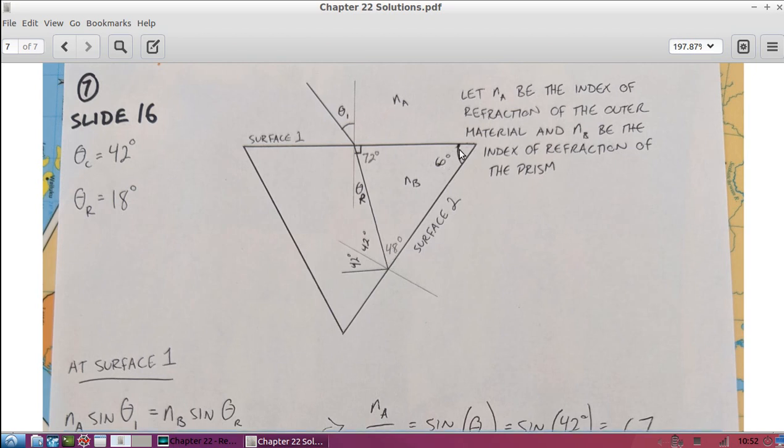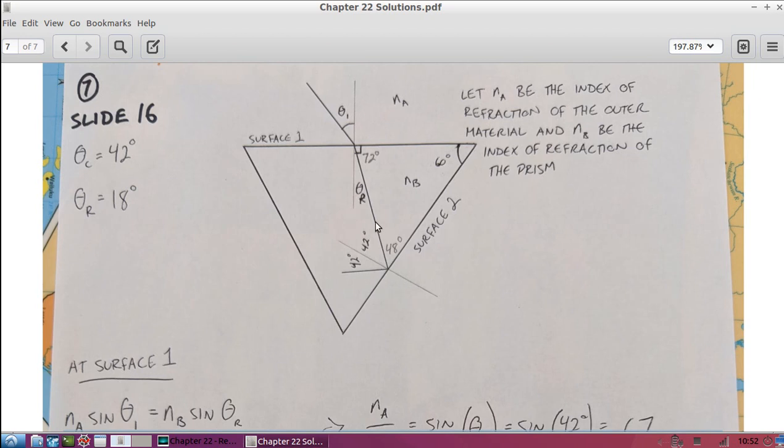This is 60 degrees. The beam and these two surfaces make a triangle. Not a right triangle, not an isosceles triangle, but a triangle. So the sum of these interior angles has to equal 180. You subtract 60 and 48 from 180 and you get 72. So that's good, I've got 72. That's not my refracted angle here at surface 1. 72's complement is the refracted angle, so I take 90 minus 72 to get that refracted angle. That's 18 degrees.